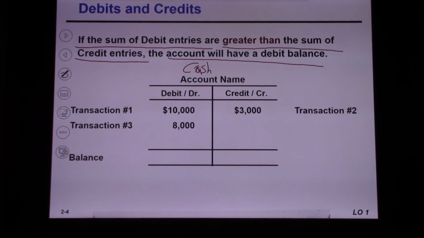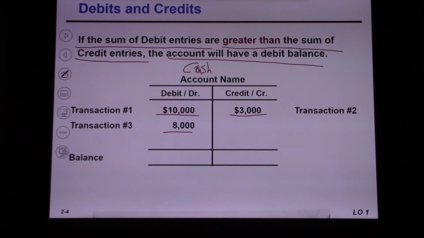And as you see, the cash account has transaction number 1. Transaction number 1 was debited, so we put the $10,000 on the debit or left-hand side. Then we have transaction number 2, which was credited by $3,000 on the right-hand side. And then transaction number 3 was also debited, by $8,000. And this is the T account for only one account, which is cash. I'm just showing you how to read the account, okay?